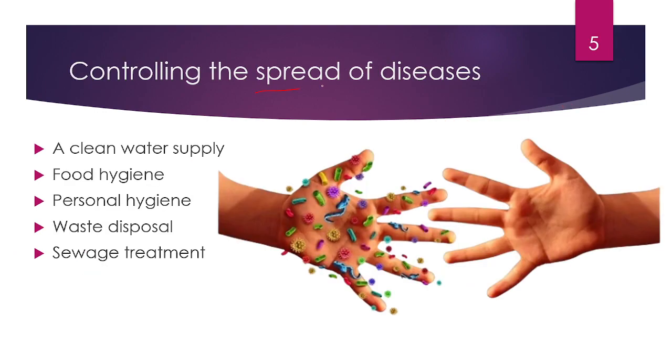Then we have controlling the spread of diseases. Clean water supply. Do not drink water from the tap, or instead use RO, which stands for reverse osmosis. Food hygiene. Heat up your food before you eat so that you kill all the bacteria in it, which reduces the chance of bacteria being in your food, because they would usually be killed because of the high temperature. Personal hygiene.